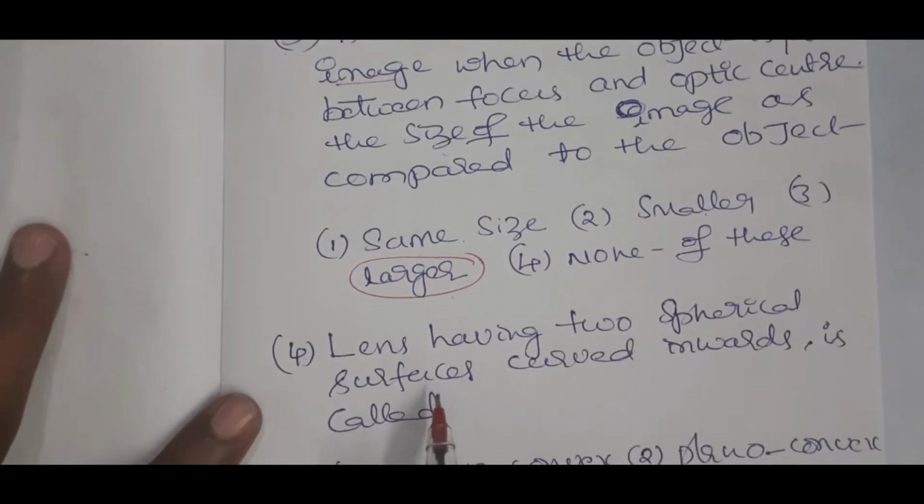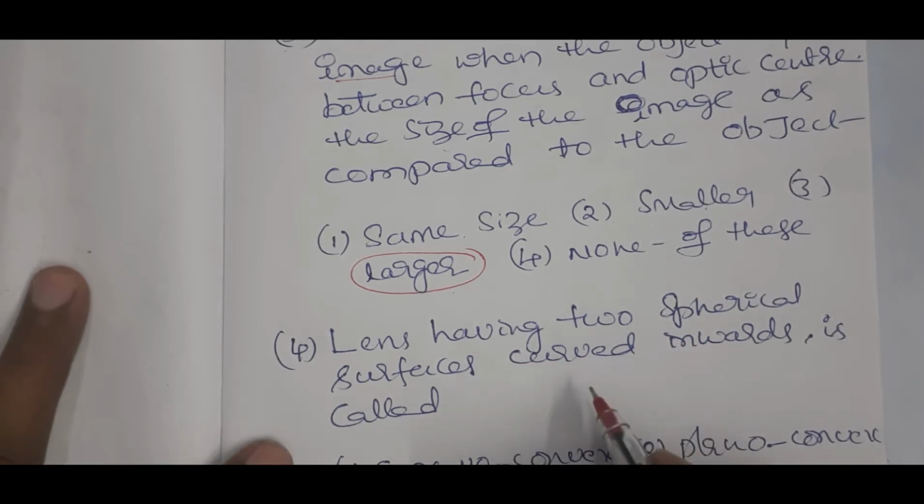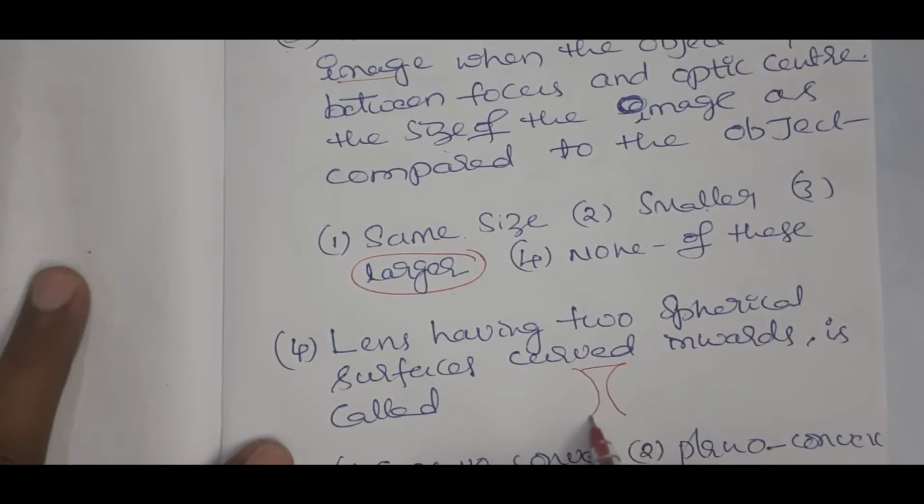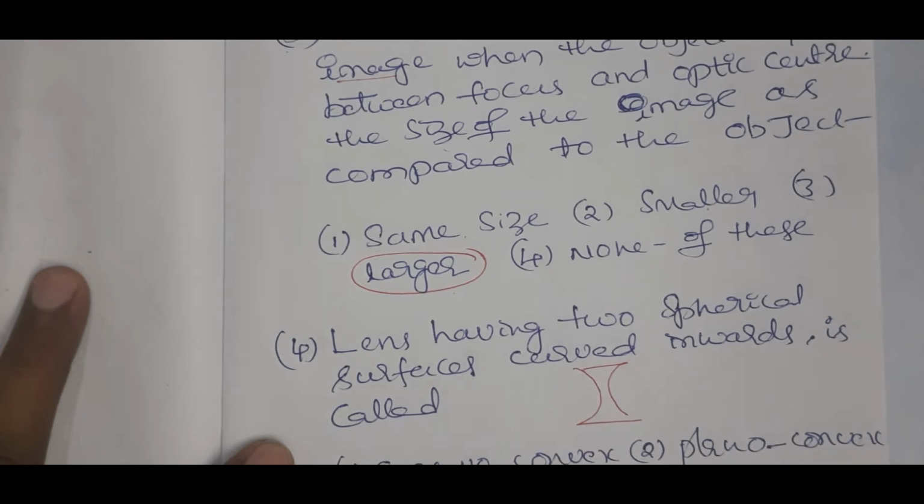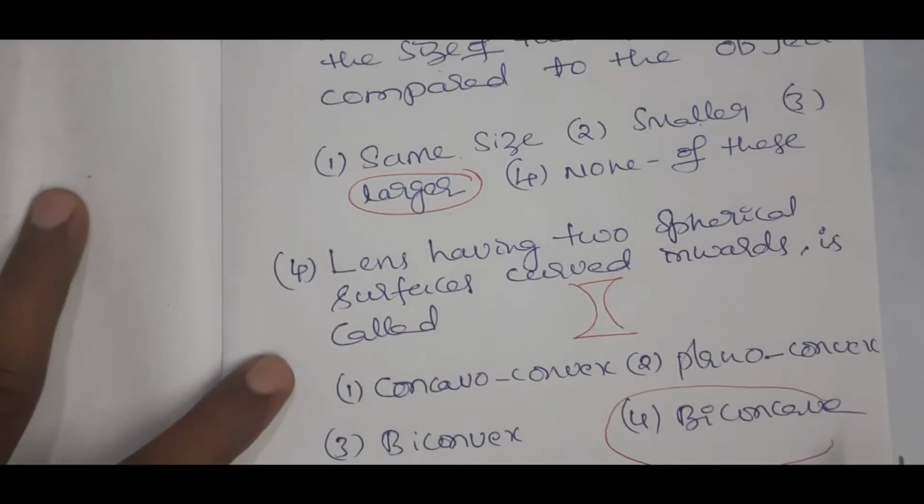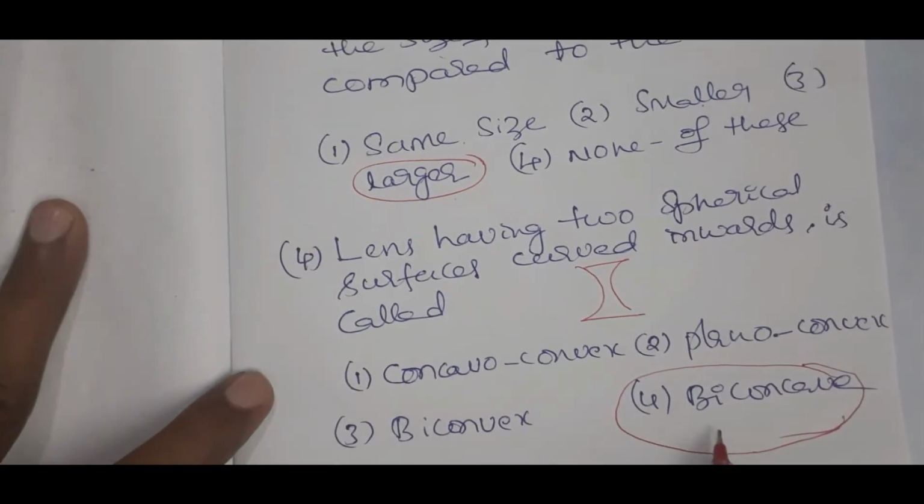Next, the fourth one, students. A lens having two spherical surfaces curved inwards. Curved inwards means, students, it is curved inwards like this. So this lens is called a biconcave lens, students. So the fourth one is the option for this.